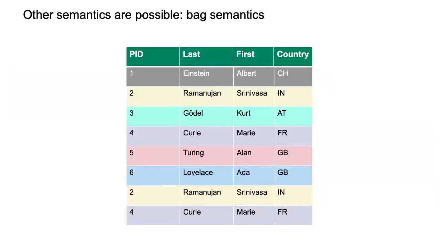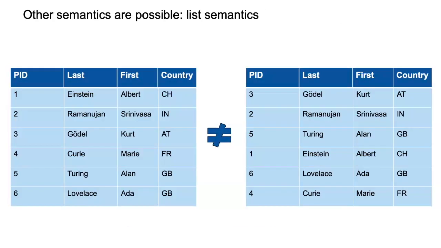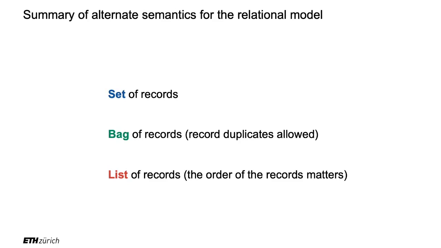Okay, so 3 flavors: set, bag, and list. Okay, so you can have sets of records, bags of records, or lists of records. So a table is a set, a bag, or a list of records, right? So we are getting closer to the math.